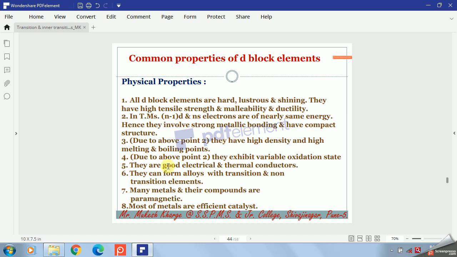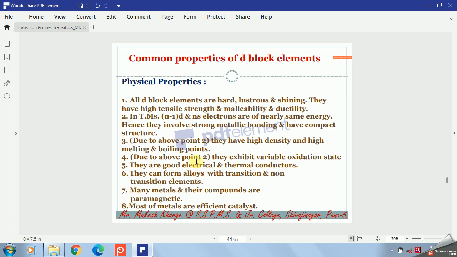Then they are good conductors of electricity and thermal, that means heat. So they are electrical conductors and thermal conductors. Then sixth property, they can form alloys with transition and non-transition elements. Seventh property, many metals and their compounds are paramagnetic in nature. And last property is most of the metals are efficient catalysts.